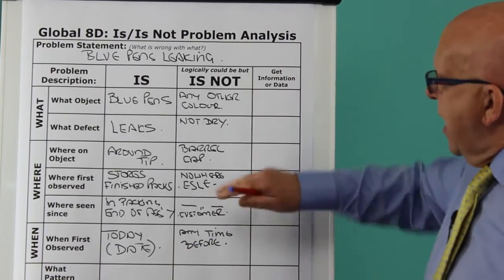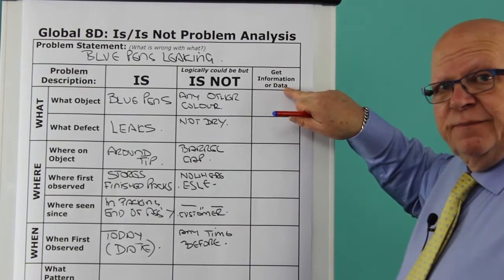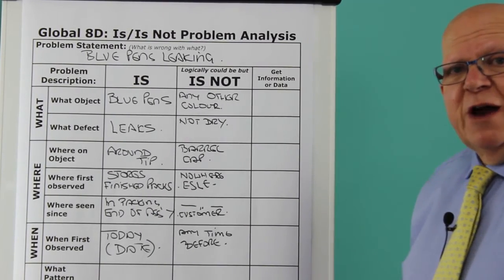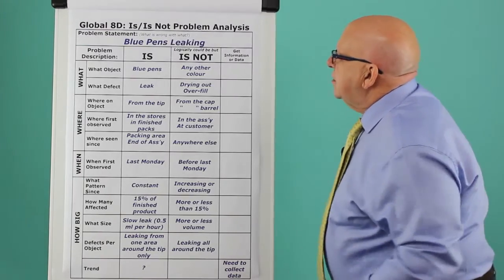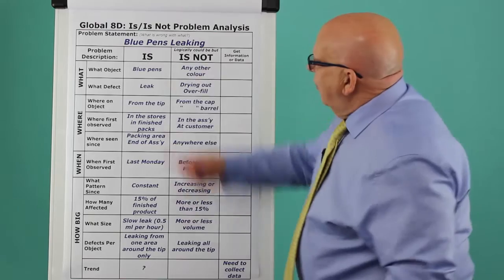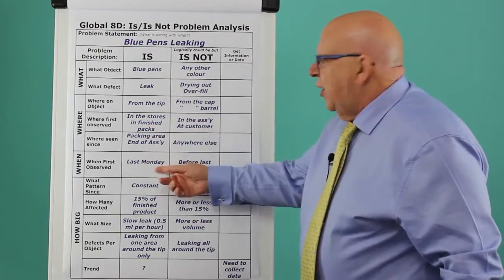Okay, now we do this down. If we couldn't fill one of these in, we'll go off and get information and data. So what I'd like to do now is look at a completed example. So we've got blue pens leaking, and we've got the whole of the ears. So we've already seen this. Okay, so I put here last Monday.